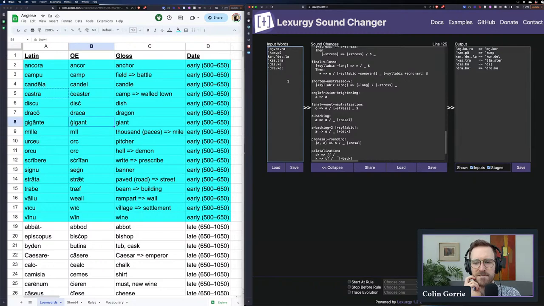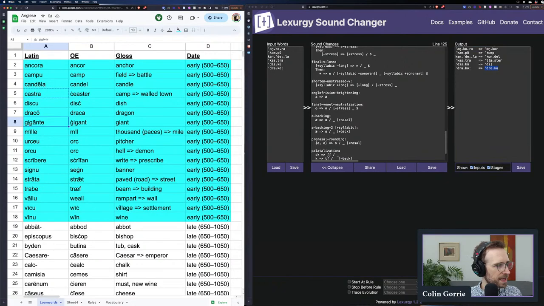Wade, is the goal that the code turn the Latin into modern English or something similar? Yes, something similar. So far, we're wanting to replicate the changes that turned Latin words into their Old English loanword equivalents. And then we're going to use that as a basis to evolve an English Romance language. So, Draco, Draco.